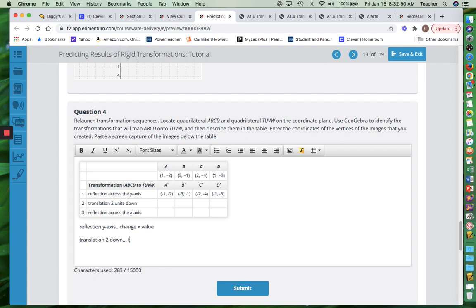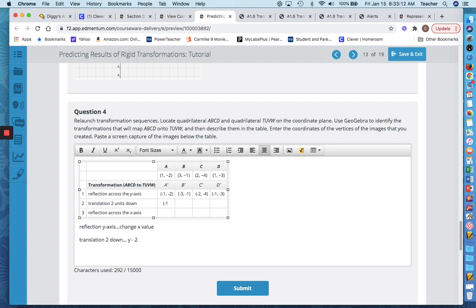So you're going to take y, and you're going to subtract 2. So all the x's will stay the same, but all of these y's right here, this -2, -1, -4, -3, you're all going to subtract 2 on each one because we're translating.